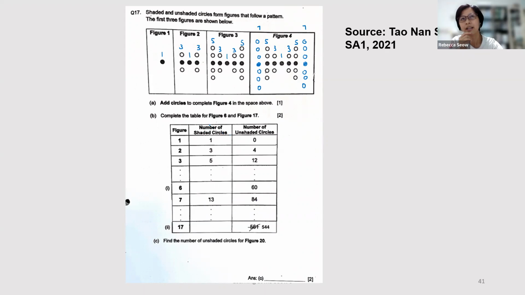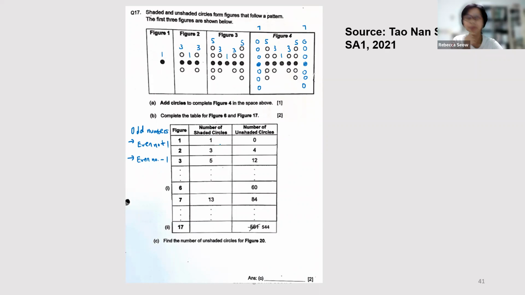Let's see. In the second column of number of shaded circles, we are dealing with odd numbers. And one thing about odd numbers is that it is actually one number more than an even number or one number less than an even number. So odd numbers can be represented by an even number plus 1, or it can be an even number minus 1.